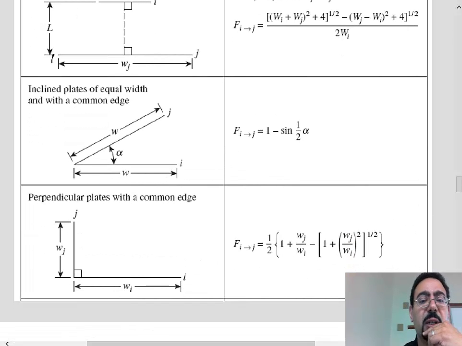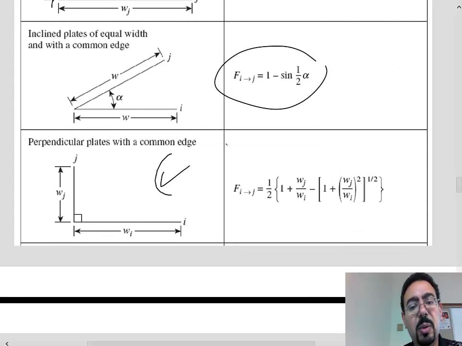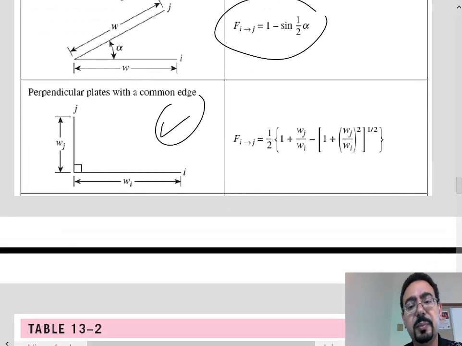And two plates with an angle between them. Here's Fij, and this is actually perpendicular surfaces. This is very important. So what are all those equations? Those are just physical geometry.